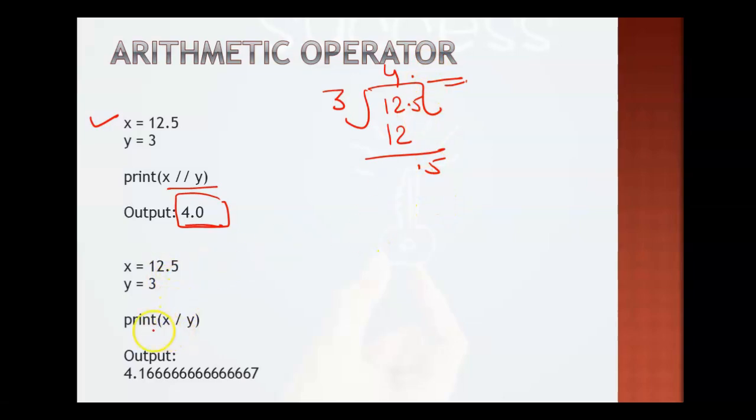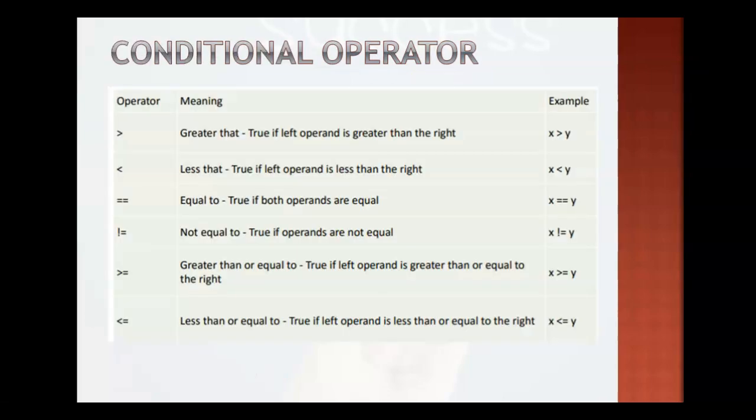But when you go for a single division, it will give you the correct, the normal answer. So you can see we have the 4.3. This is the difference, okay. This will give you the result in integer and this will give you the result in float. So this is the difference between the single slash and double slash in case of the division operator.